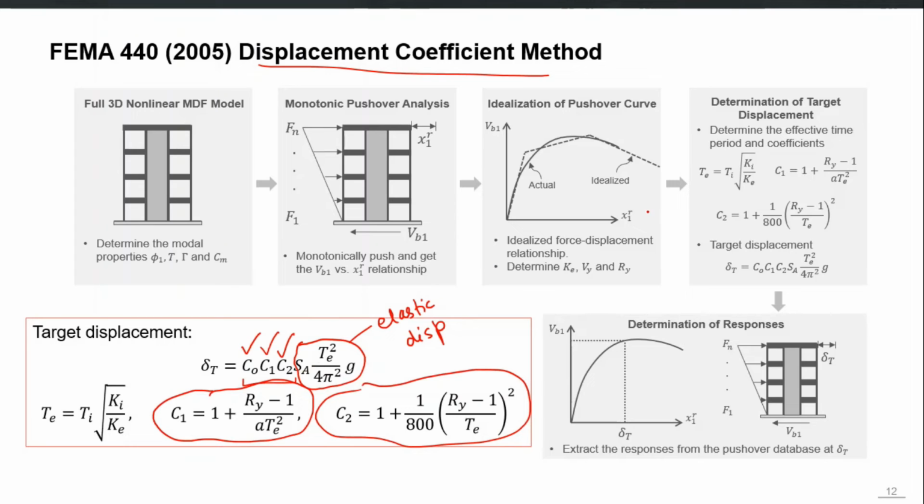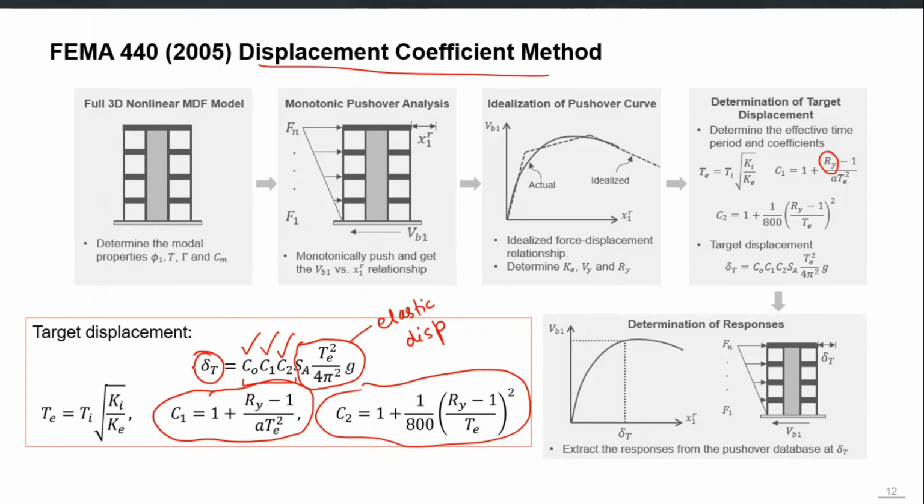So we idealize the pushover curve with a bilinear approximation, and then the approximate yield point is calculated, and using that this RY factor is calculated, which is used in C1 and C2 expressions, and then they are used to modify the elastic displacement to get this delta T.